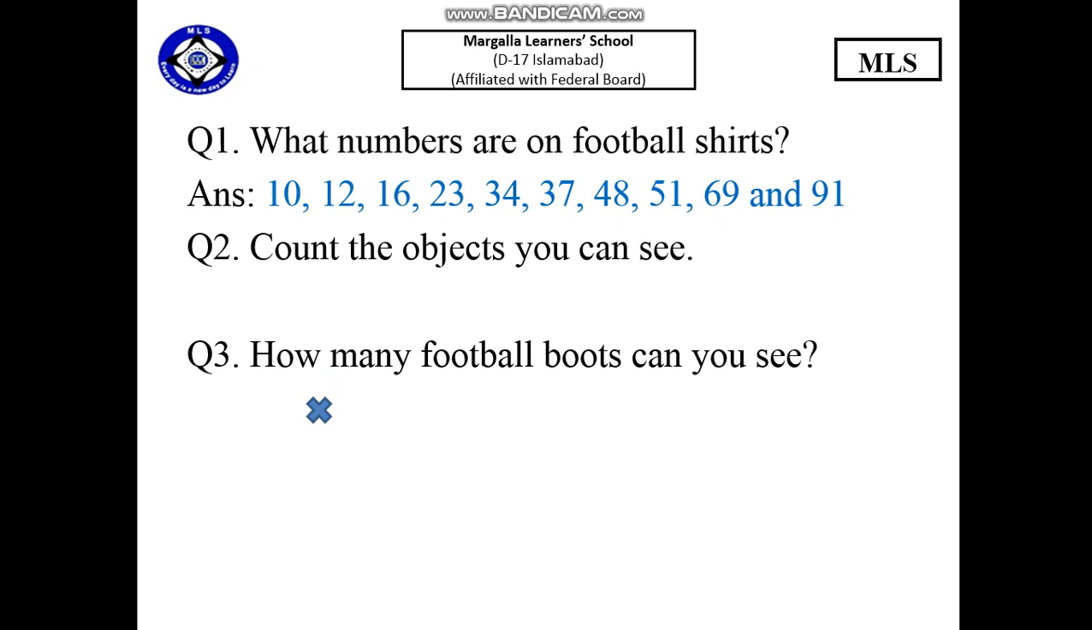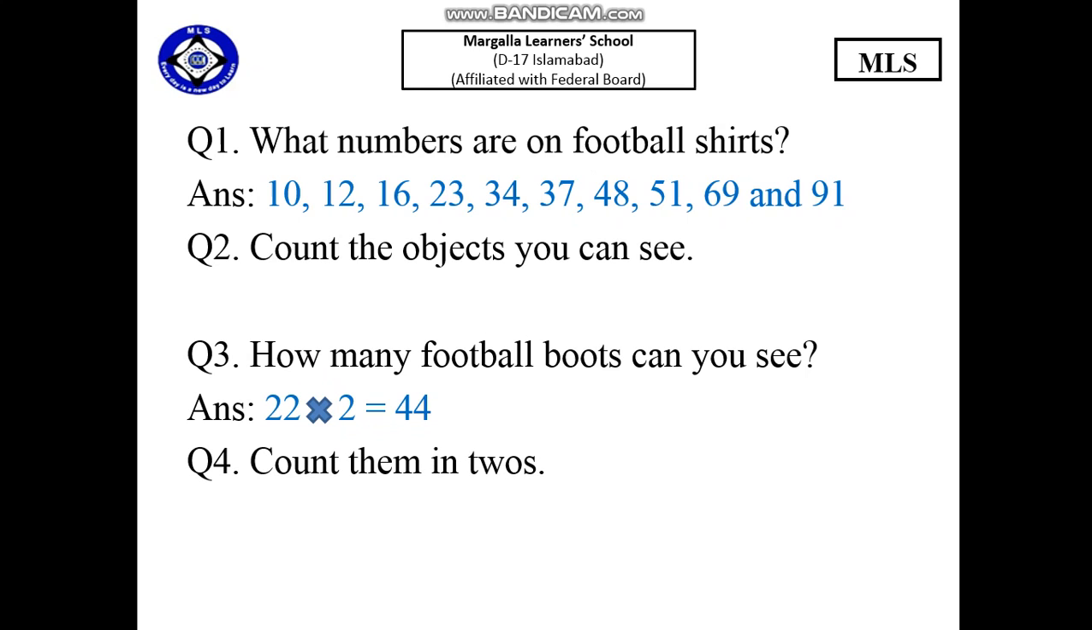The third question is, how many football boots can you see? Now, there are 22 players and each player has 2 legs. So, you will count all the legs of the 22 players, which means you will multiply 22 with 2. So, there will be 44 football boots. Try count them and see whether there are 44 or not.